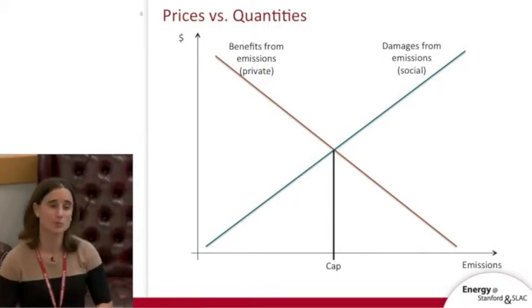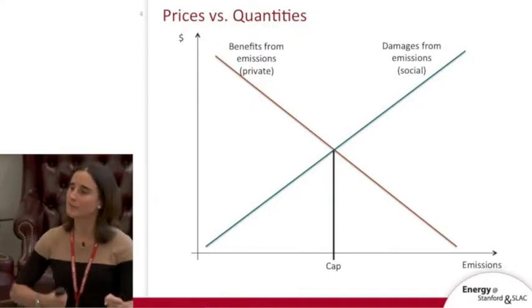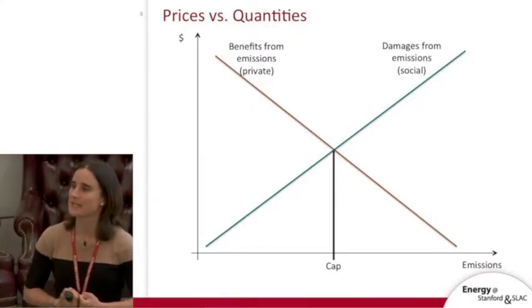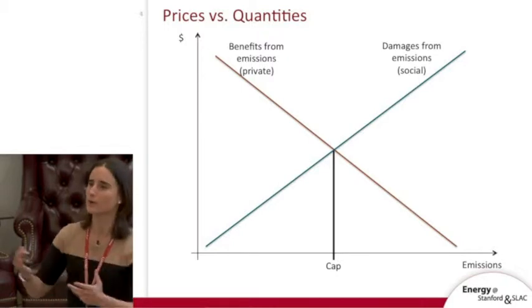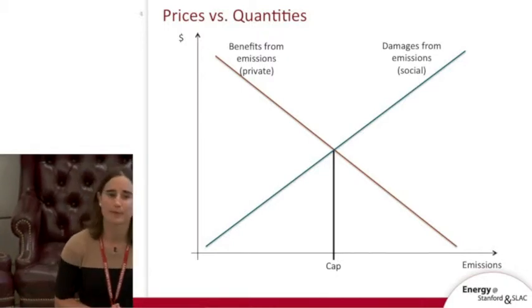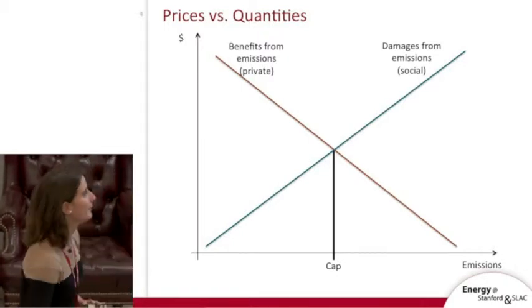Another way to do it is to do an auction. We have an auction, and people can buy these permits. And eventually, in the auction, everyone will come with their share of permits to pollute.